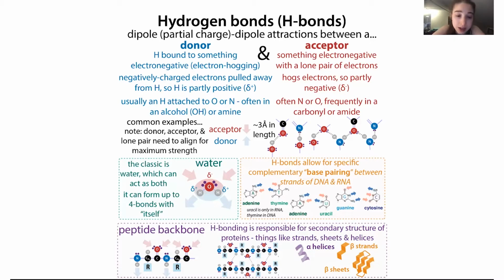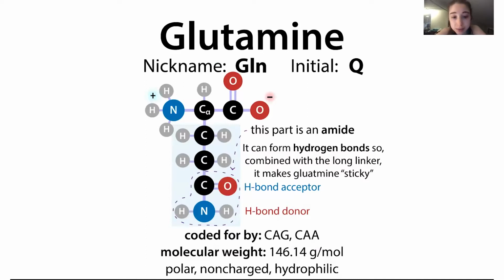And so when we're talking about the peptide backbone, we're talking about it in this amide group. The carbonyl carbon, the C double bonded to an O with the lone pair of electrons, is going to act as our acceptor. And then our nitrogen with the hydrogen is going to act as our donor. If we look at glutamine, we see that it has an amide in its unique part, in its side chain.